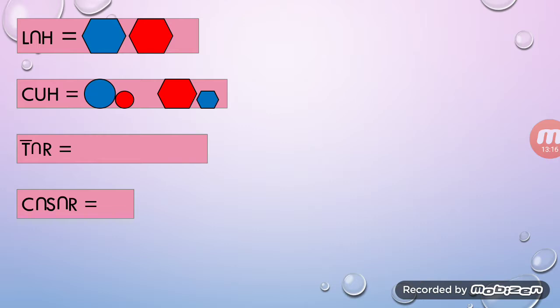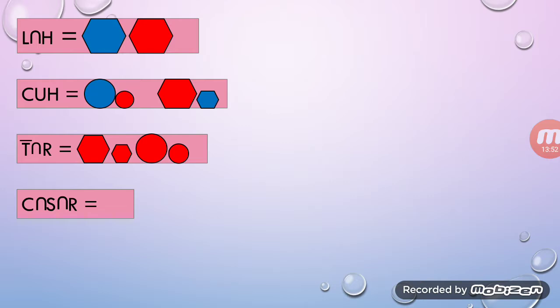Our third set, we have not T intersecting R. Now if you remember, T is going to represent our triangle shapes, but it has the line above, which I stated before is not. So we have not triangles intersecting R. R is representing the color red in this case. So we have every shape that is not a triangle intersecting with red. So that's going to give us all of the other shapes, red, that are not triangles. So our red hexagons and our red circles.